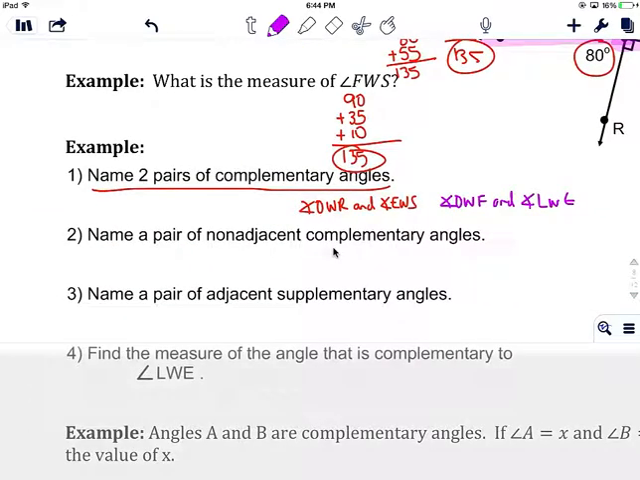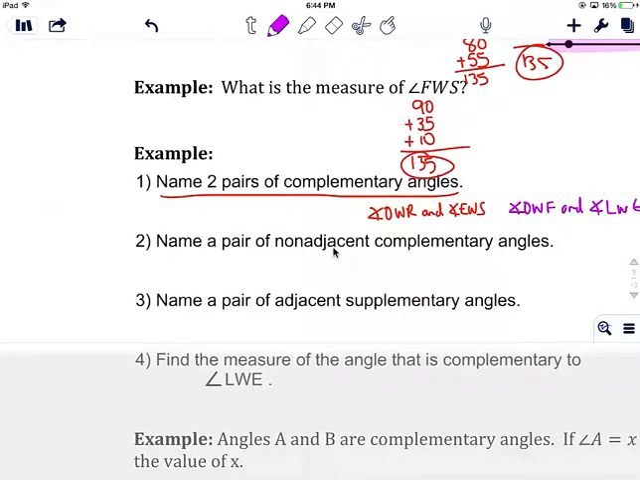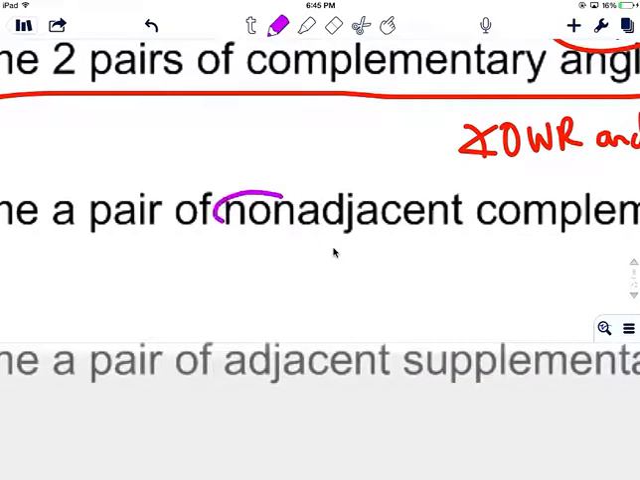Number two, name a pair of non-adjacent complementary angles. Non-adjacent means they cannot share a side.